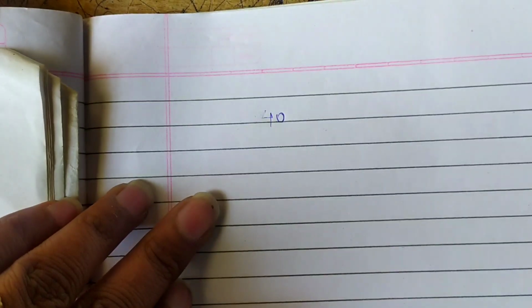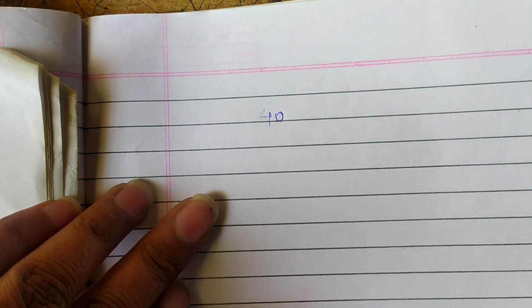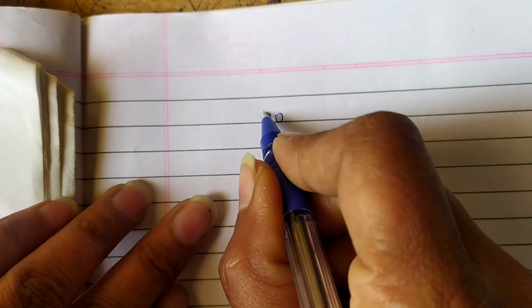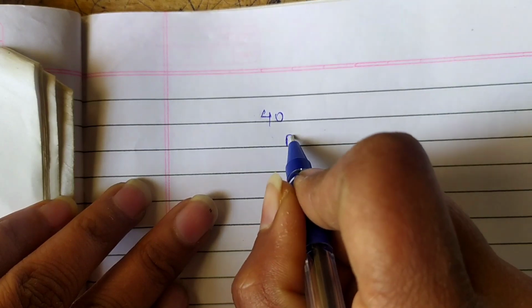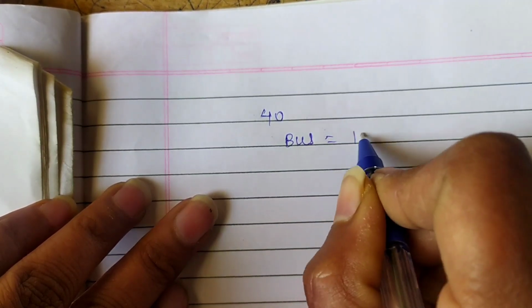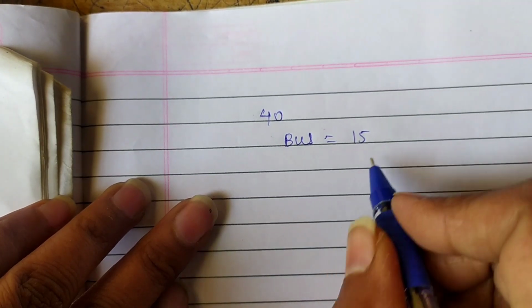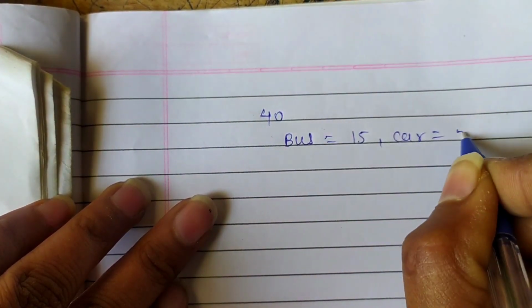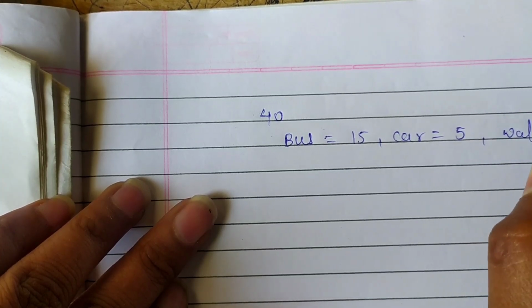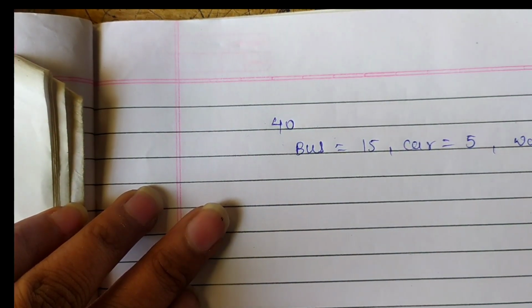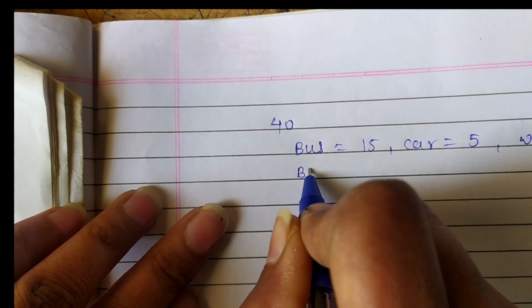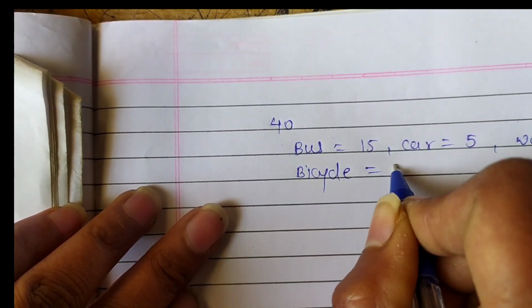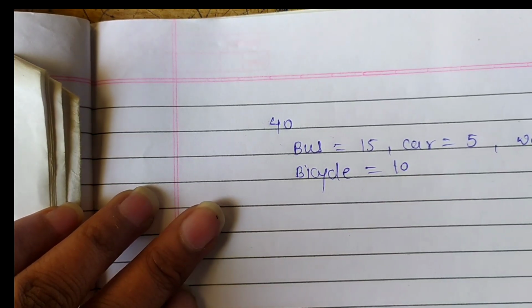A survey was conducted for 40 children. How many children? 40 children. It asked how they came to school every day. The results are as follows. By bus, 15 children come to school. By car, 5 children. By walking, 10, and by bicycle there are 10 children.